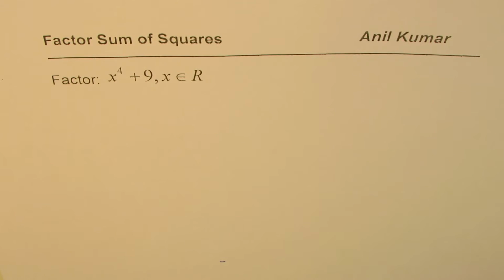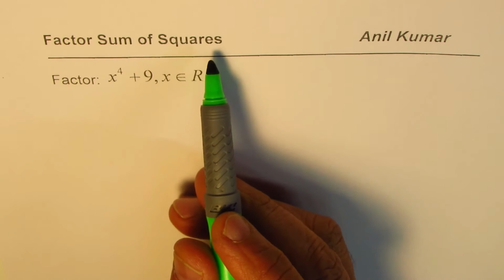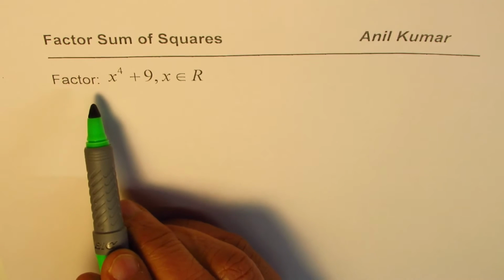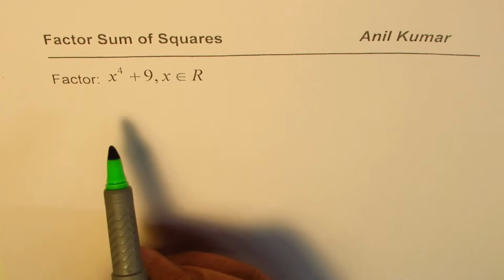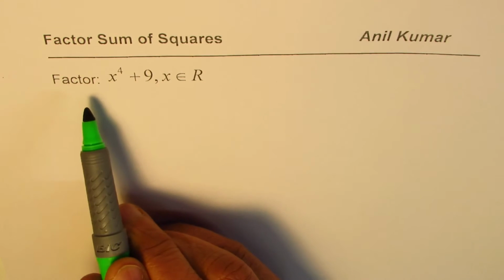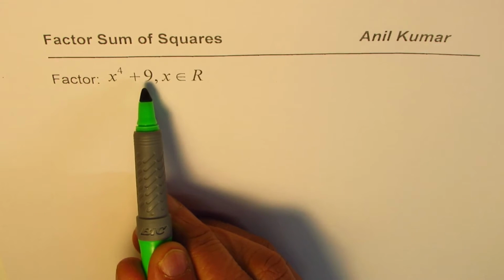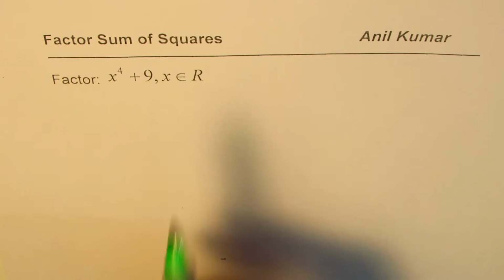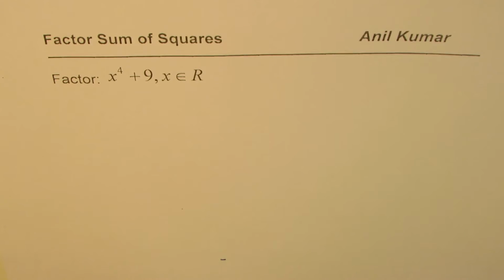I'm Anil Kumar, and in this video, we'll understand a very amazing strategy to factor something which we thought is not factorable. That is, sum of squares. Well, some of you will say you can factor sum of squares in complex numbers, but no, we are working with sum of squares in real numbers. So the question here is, factor x to the power of 4 plus 9, where x belongs to real numbers. So that's the question for you.